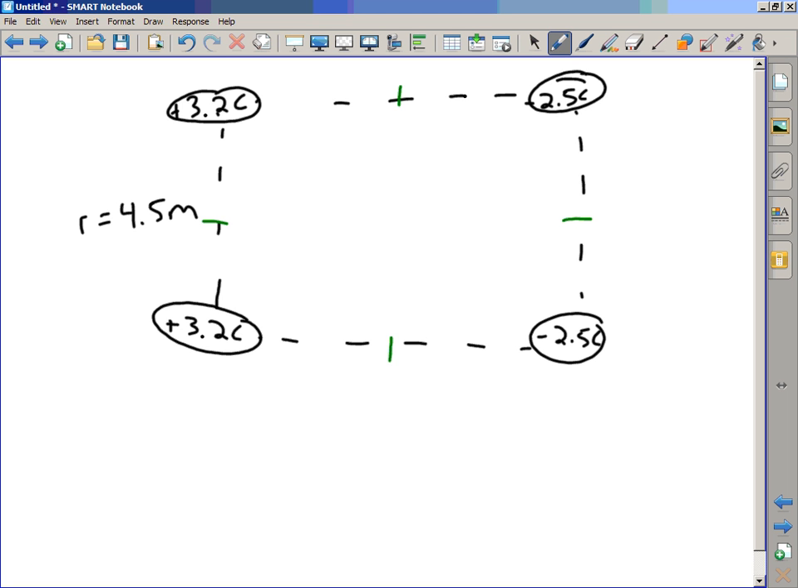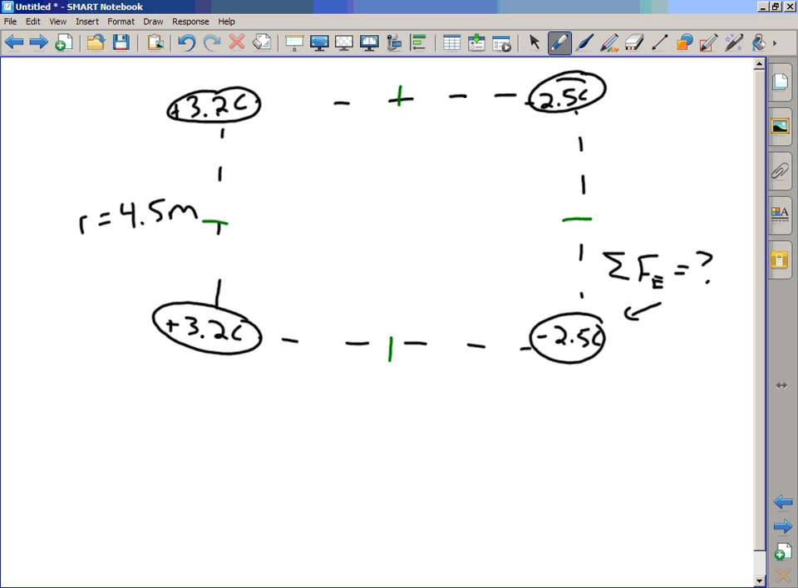Please find for me the sum of the electrical forces on that bottom right-hand corner, 2.5 coulomb charge. Now, a word of warning in doing this. I recommend drawing a free body diagram for what you expect to have happen.